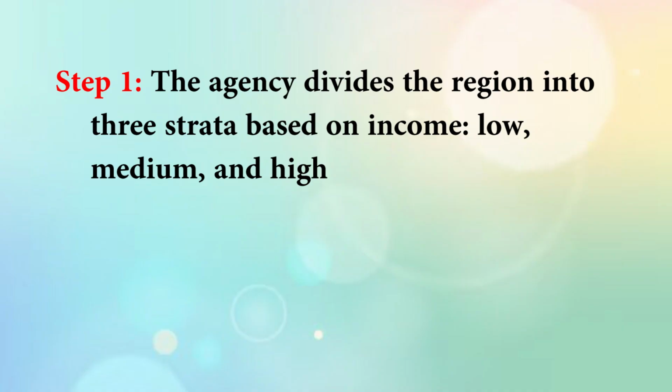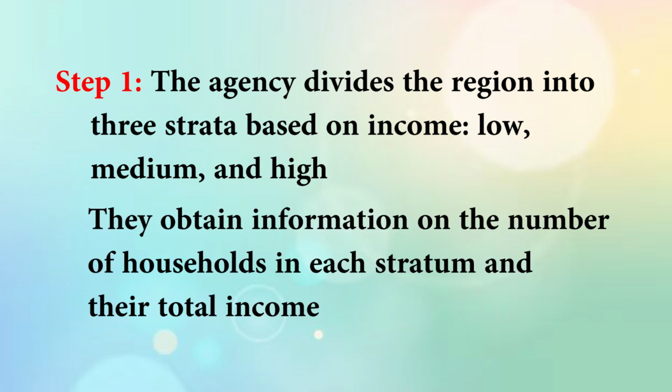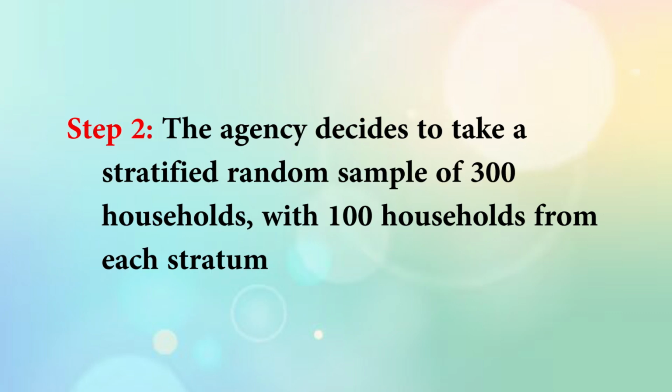The agency divides the region into 3 strata based on income: low, medium and high. They obtain information on the number of households in each stratum and their total income. The agency decides to take a stratified random sample of 300 households with 100 households from each stratum.